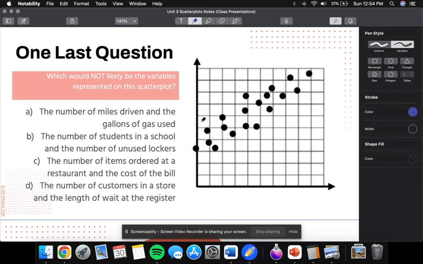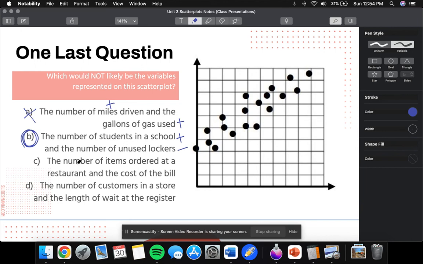All right, so we have the number of miles driven and the gallons of gas used. The more miles, the more gallons. So it looks like A would represent it since it's positive. The number of students in a school and the number of unused lockers. Well, usually there are fewer unused lockers with more students. So this should have a negative relationship. This one does not have a positive relationship. So this answer should be B.